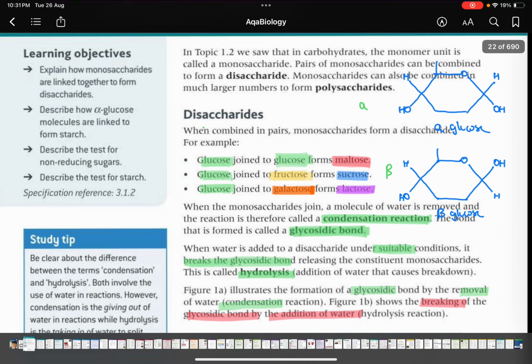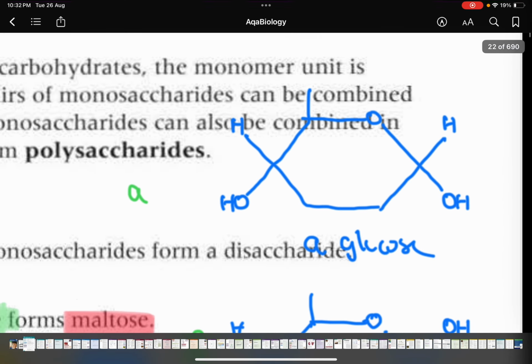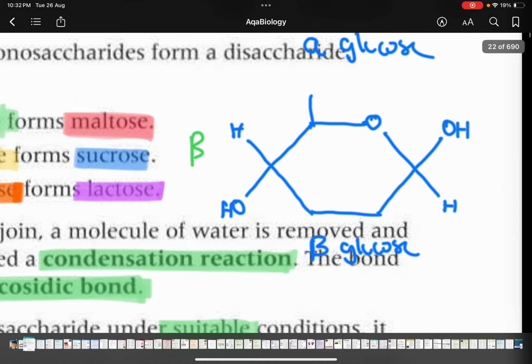Now, before we get into the nitty-gritty, something that you do need to know for sure is that glucose has 2 types. You have alpha glucose and you have beta glucose. Alpha glucose differs from beta glucose in the sense that the hydrogen is on the top, and you can kind of see it here. Whereas in beta glucose, we can see that the hydrogen is at the bottom.